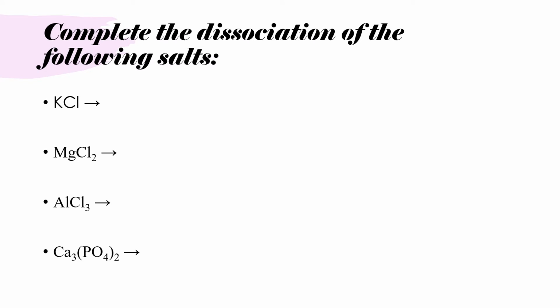Complete the dissociation of the following salts. I'm going to split the ionic compounds into their respective parts, positive and negative. So I'm going to start off with potassium chloride. It splits into K plus and Cl minus. Next, I have magnesium chloride, and so magnesium is a positive 2 charge, and it splits into 2 chloride ions.